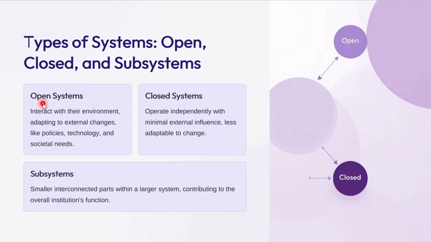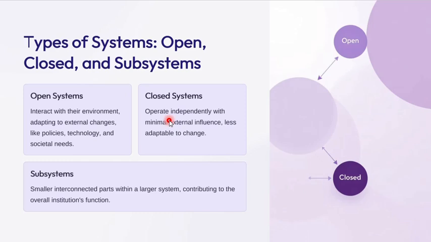The first one is open systems. They interact with their environment, adapting to external changes like policies, technology, and societal needs. So the example for this in education is a university that adjusts its curriculum based on labor market demands and accreditation standards.